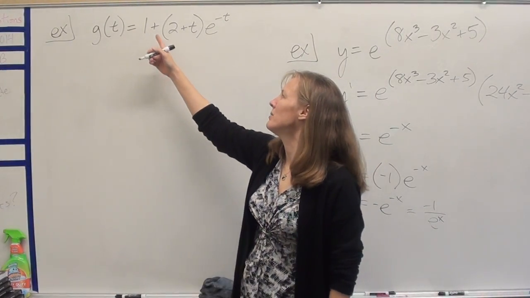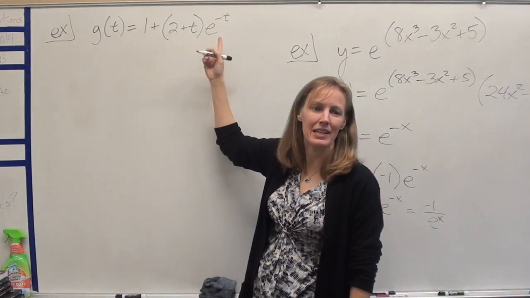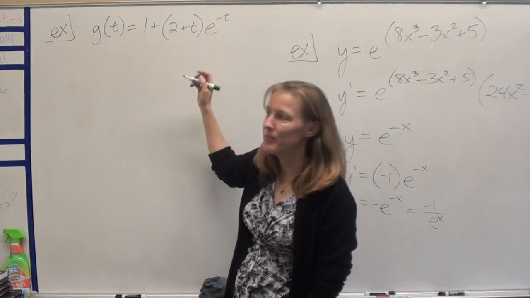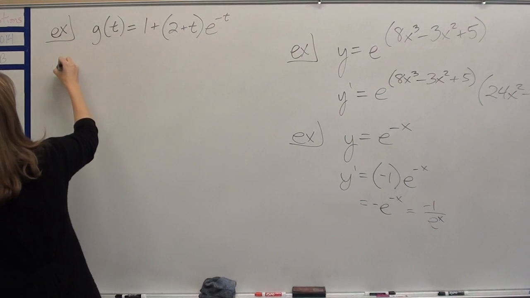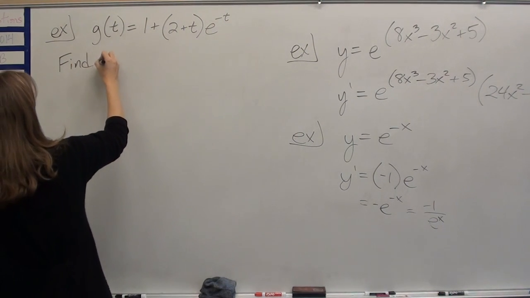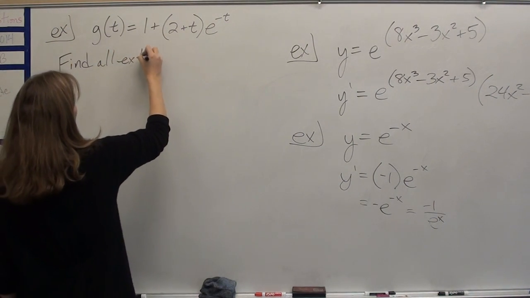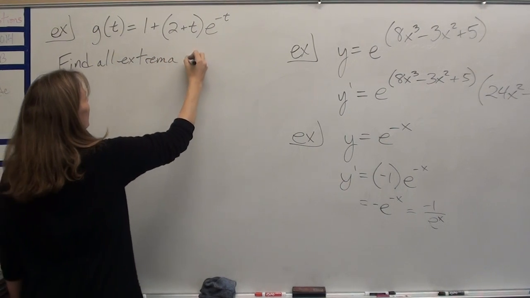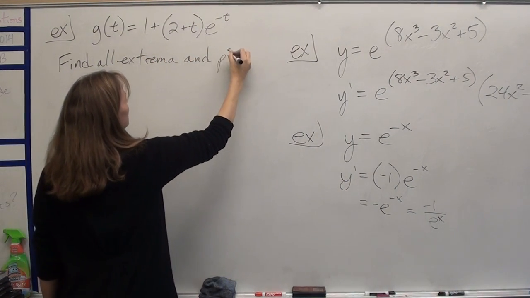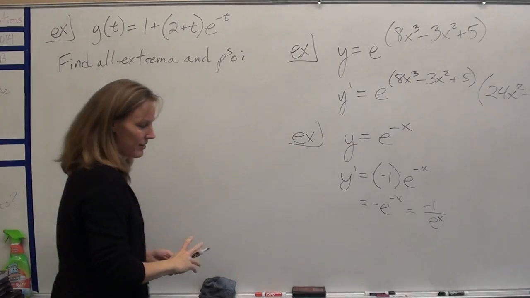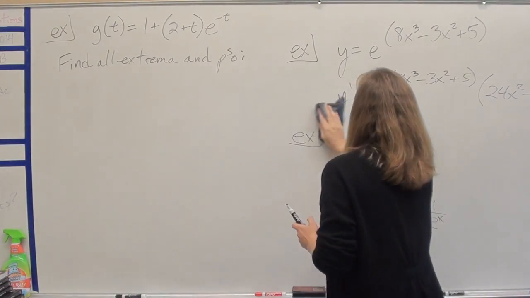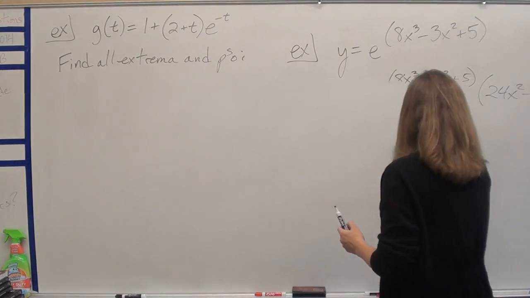g of t equals 1 plus the quantity 2 plus t times e to the negative t. Here are your directions. I want you to find all extrema and points of inflection. Now, in order to find the extrema, we're first going to have to find what?